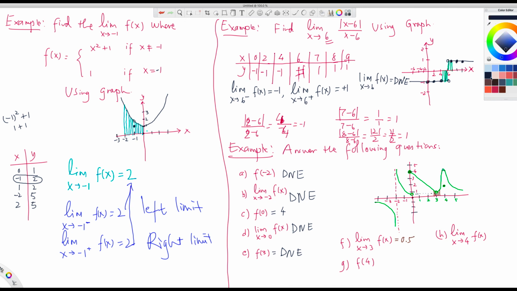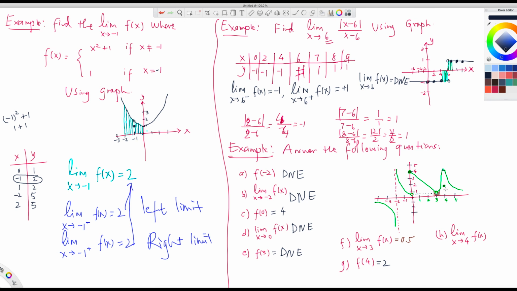How about f at 4? At 4, the height is that closed circle, right? Not that open one, because the open one looks like 4, but the height is 2, right? So the height of the function is 2 at 4. The functional value is 2.